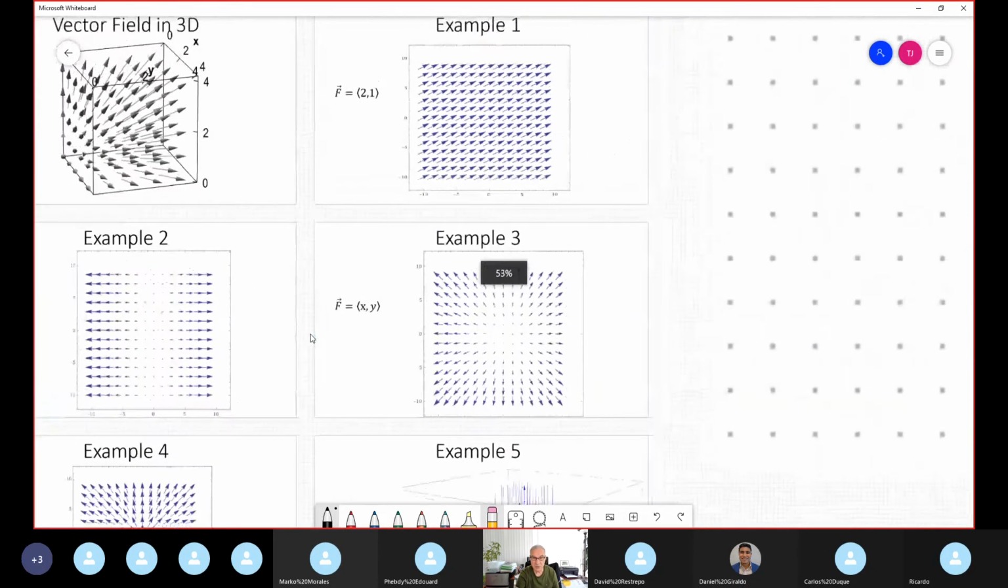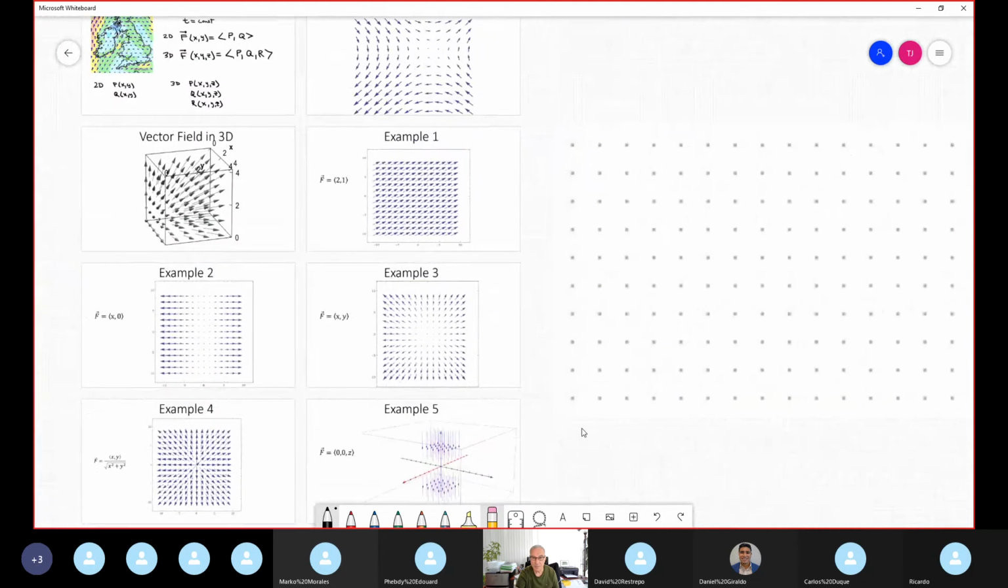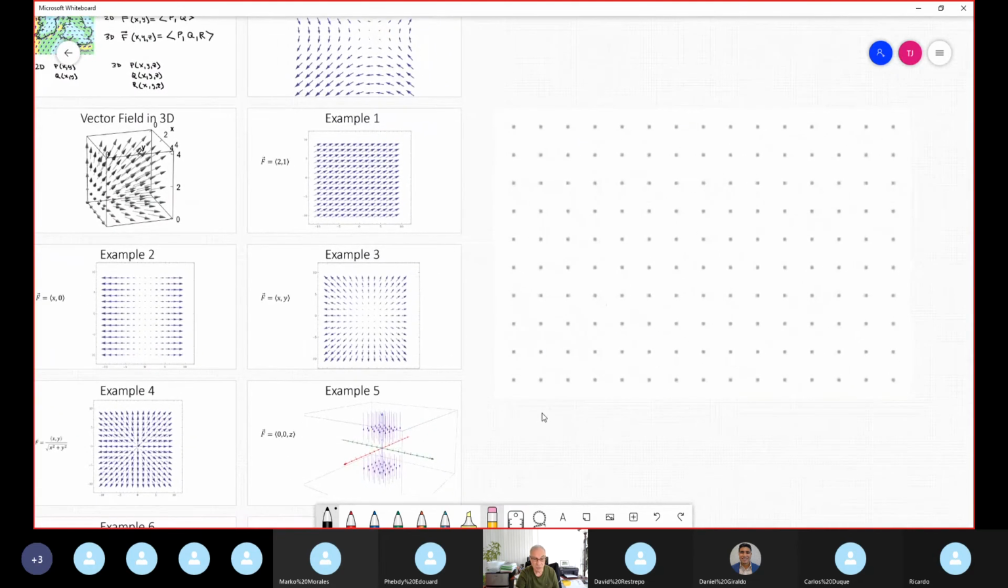I have here that grid. In that grid, I want to do the graph of example 3. Example 3 is a vector function, a vector field, equal to (x, y). Let's do it. Let's do it by hand.